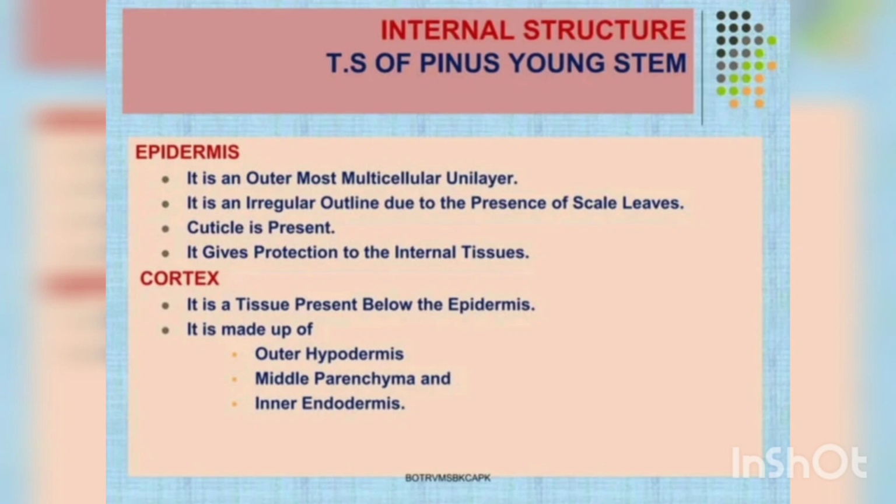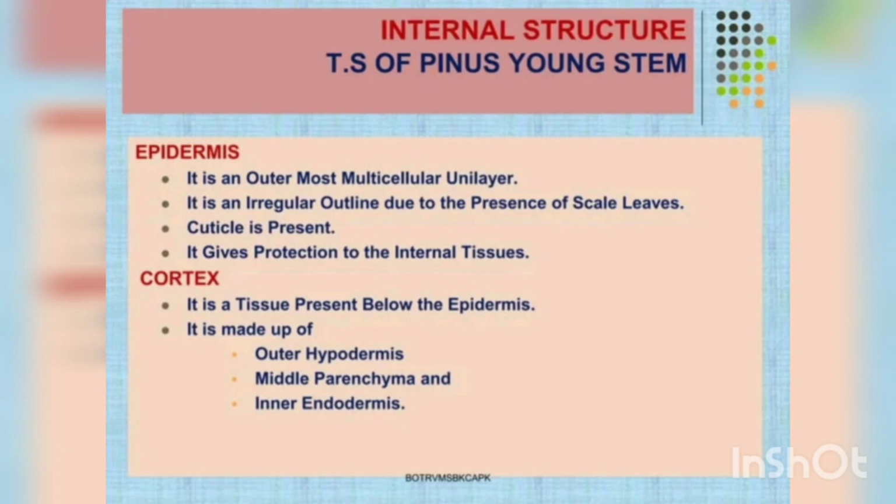The cortex, which is present below the epidermis, is made up of three regions: the outer hypodermis, the middle parenchyma and the inner endodermis. So the cortex is differentiated into three regions. What are they? Outer hypodermis, middle parenchyma and the inner endodermis. Okay, now let us see what are these three regions.